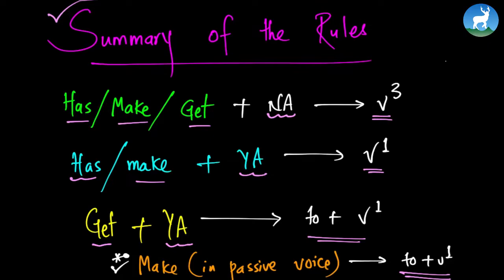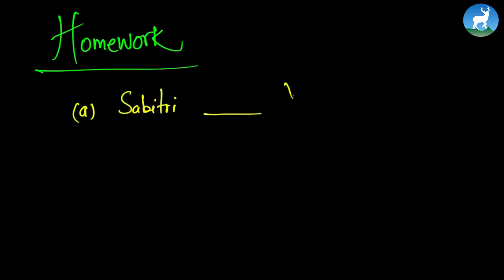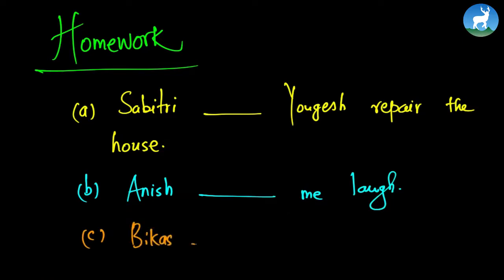Right now, let me give you some questions as a homework. You need to do your homework. I'm going to give you some questions as your homework. The first one is Sabitri, blank space, Yogesh, repair the house. Another question, number B. Anish, blank space, me, laugh. It is similar to the one we did. Okay, last question, number C for now. Because, blank space, his house, decorated.